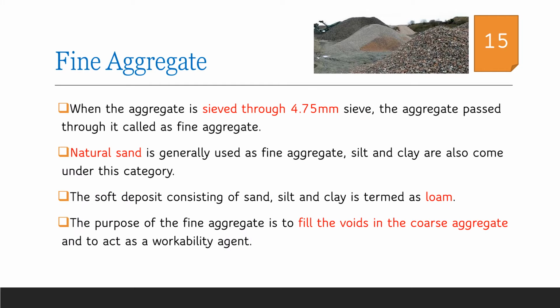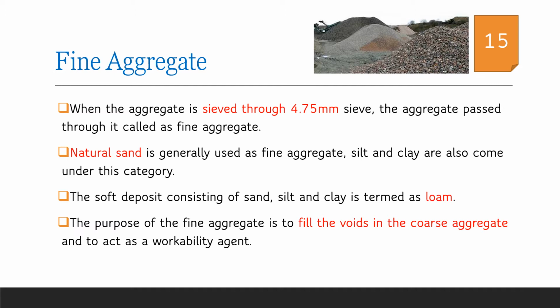As we have discussed, fine aggregates pass through 4.75 mm sieve. Natural sand, silt and clay fall under the category of fine aggregates. Generally, silt and clay are not preferred for concreting because there is a possibility that they contain organic matter which will later cause cracks in concrete.